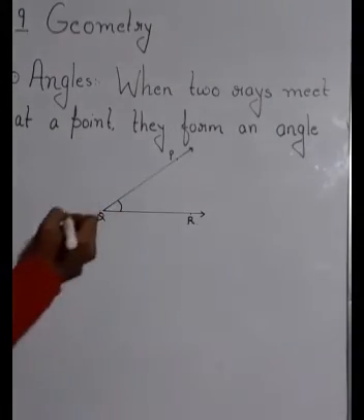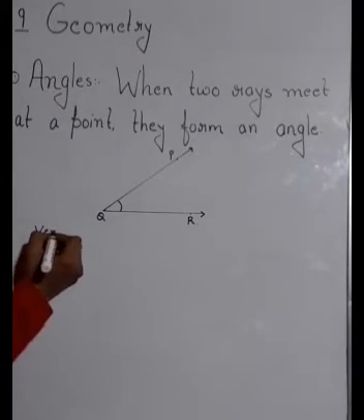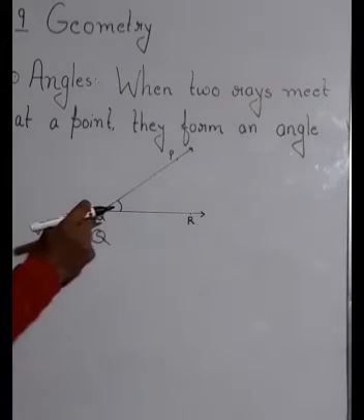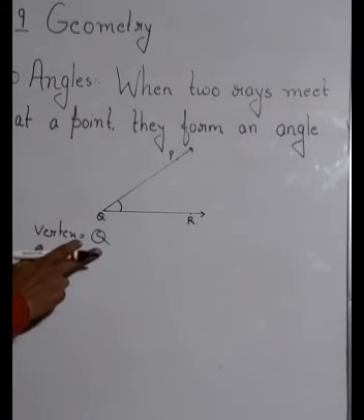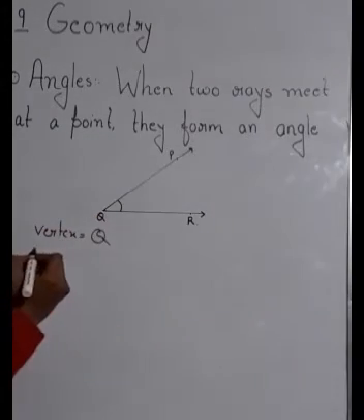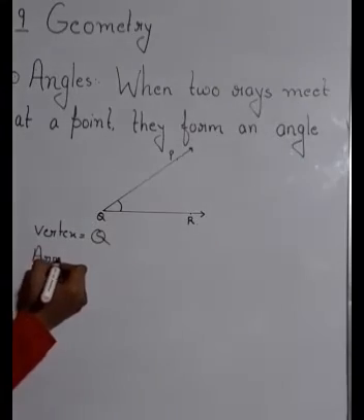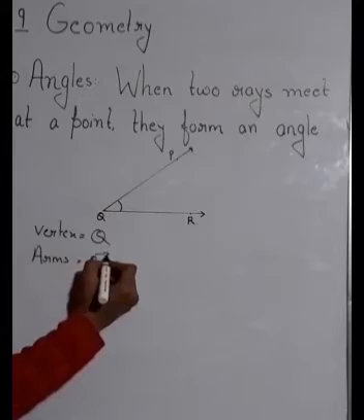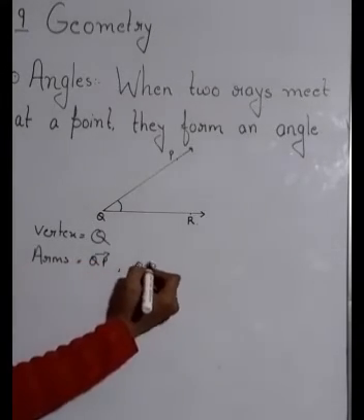Okay. Now what is the vertex of this angle? Its vertex is Q. The point where the two rays meet is known as your vertex. This is your Q, and the two arms or two sides of your angle are QP and QR.